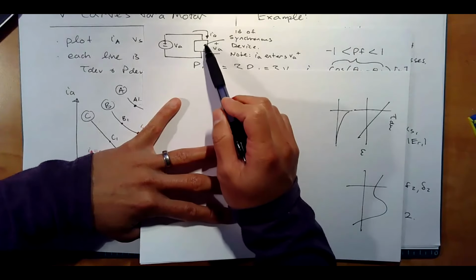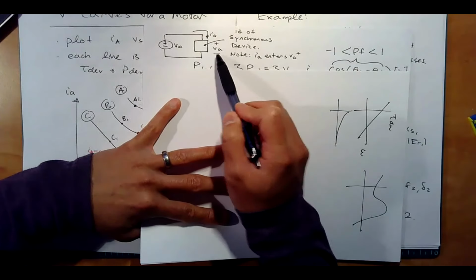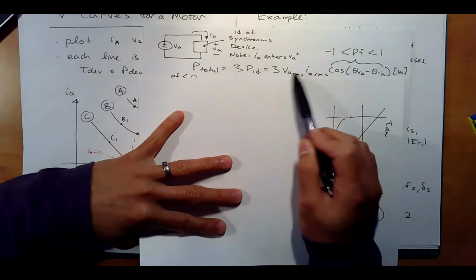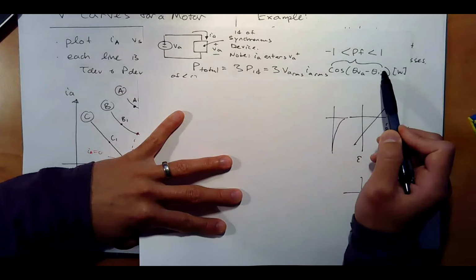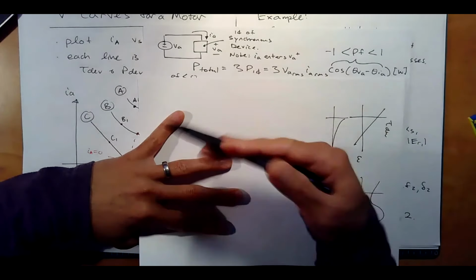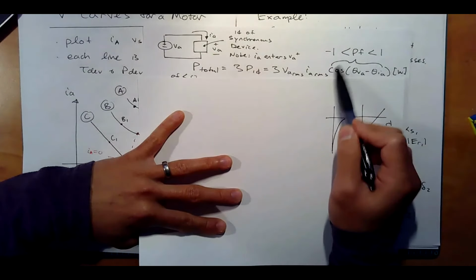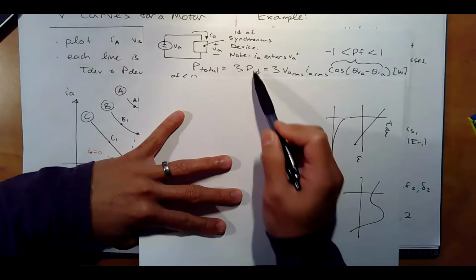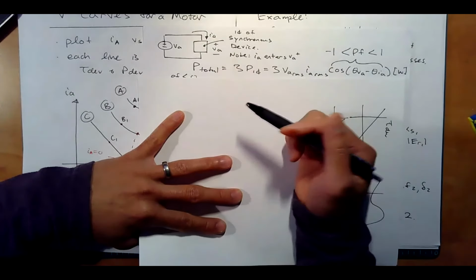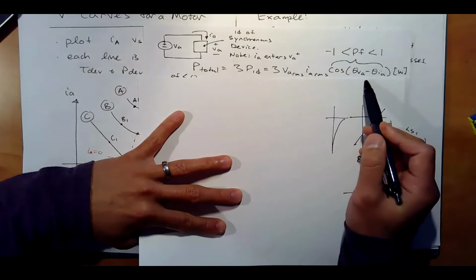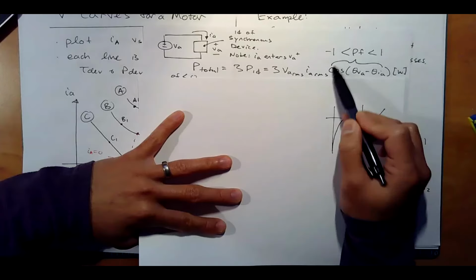And so the power of one phase is just IA VA times the power factor. Remember, power factor is either the apparent over the real, or the cosine of theta V minus theta I. And we have a 3 because we're typically dealing with 3-phase systems. So what does this cosine of theta V minus theta I look like?